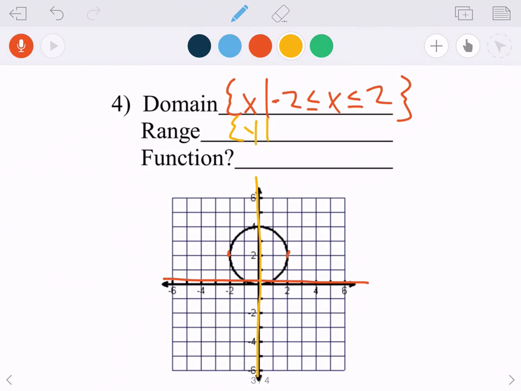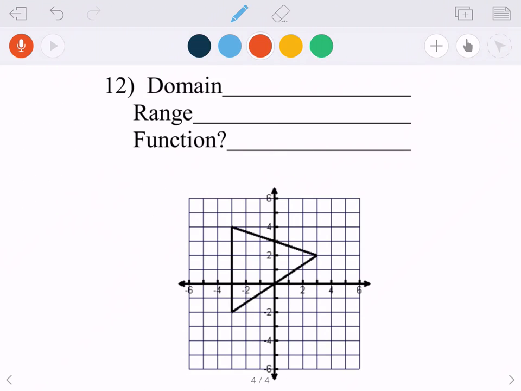So now I'm going to look at the range. The lowest point on this graph is at the origin. So y has to be greater than or equal to 0. And the highest point on this graph is at 4. So y has to be less than or equal to 4. Looking at the vertical line test, if I drew that line, for example, it's going to hit at more than 1 point, so no, that is not a function.